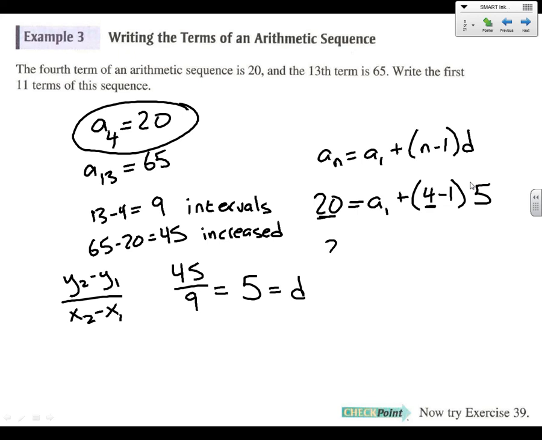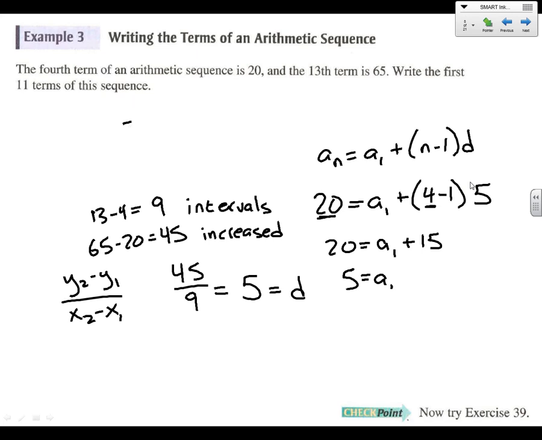So we say 20 equals a1 plus 3 times 5. Minus 1... 15, that's right. Okay, just checking my numbers there. So we'll subtract, so 5 equals a1. And now that we know a1, let's go back in here and just clean this up. Let me create a little space here.